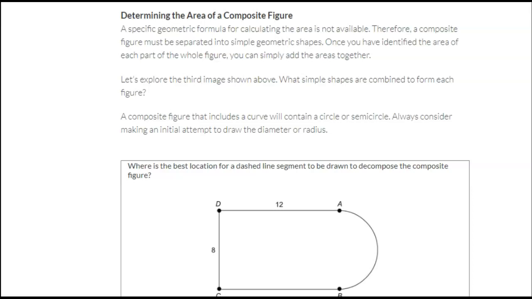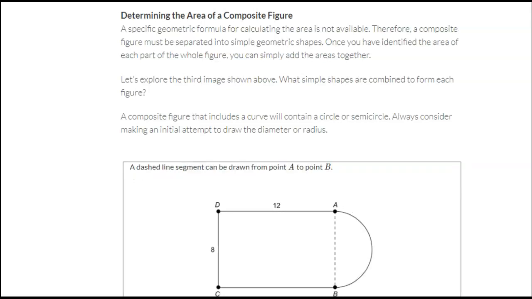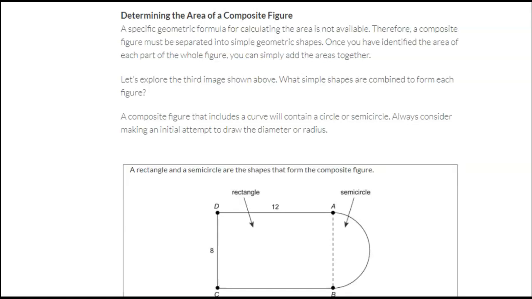Notice here, where would be the best location for a dashed line segment to be drawn to decompose? That kind of means to just cut it. A dashed line segment can be drawn from point A to point B. Notice that we now have a rectangle and a semicircle.